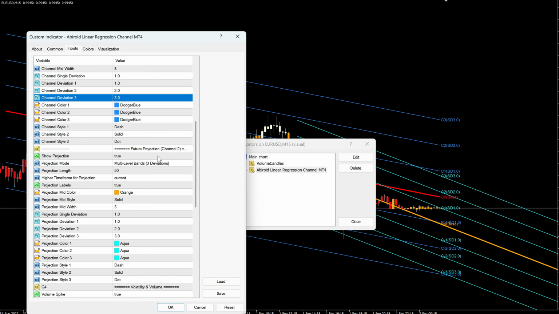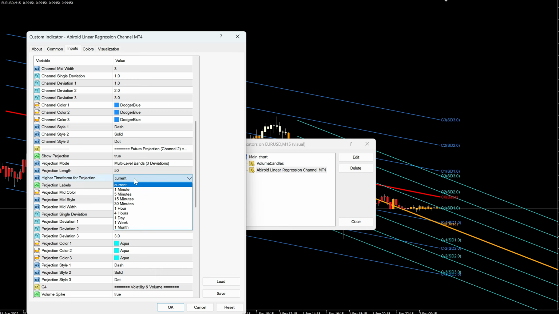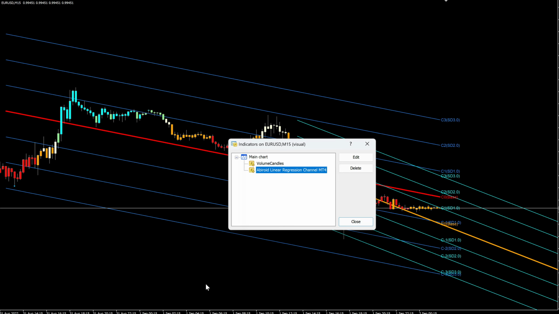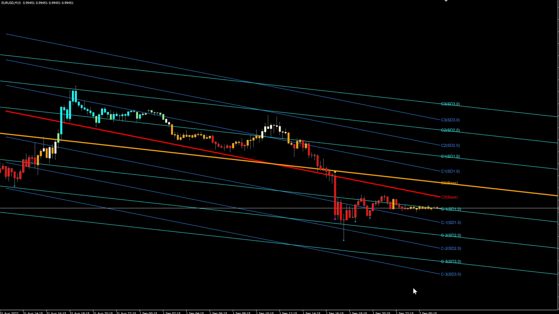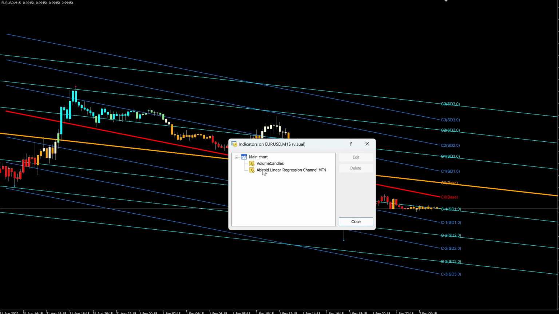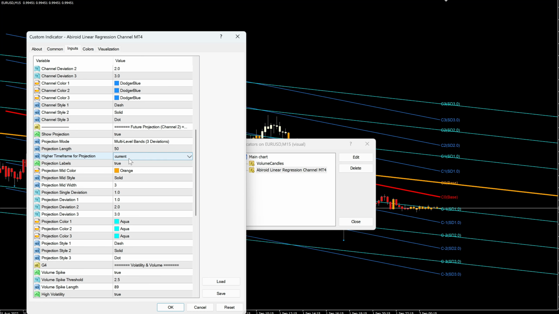And same way for future projection, the actual projection length, that's only 50 bars. So this is that much more reactive to immediate price, and you can set the higher time frame for projection. So right now I'm on M15, and if I set it to 1 hour or 4 hours, then that will take those higher time frames into account. By default, it will just keep it at current.